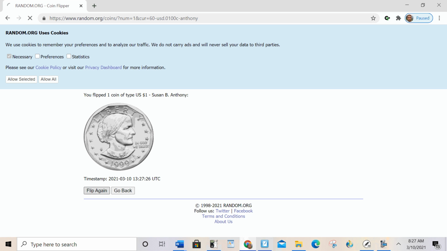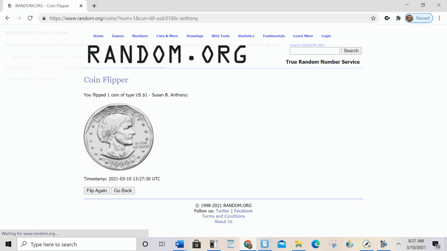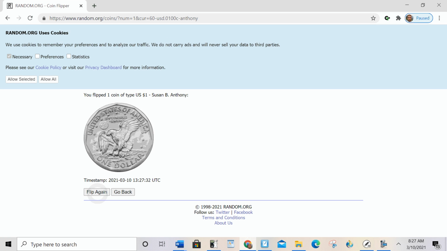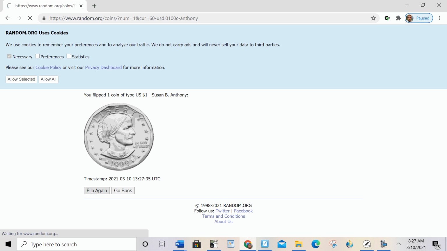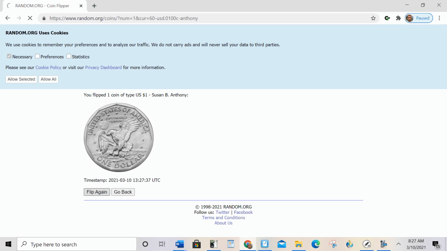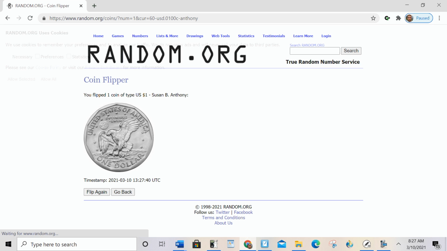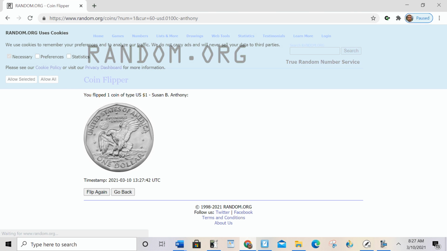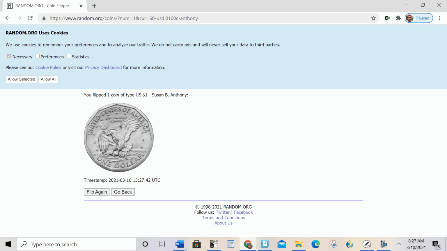1 out of 1, 1 out of 2, 2 out of 3, 2 out of 4, 2 out of 5, 3 out of 6, 3 out of 7, 3 out of 8, 3 out of 9, 3 out of 10. So keep in mind, this is a sample size of 10. That would be at 0.3. But I'm not a sample size of 10. I'm 3 out of 10 so far.